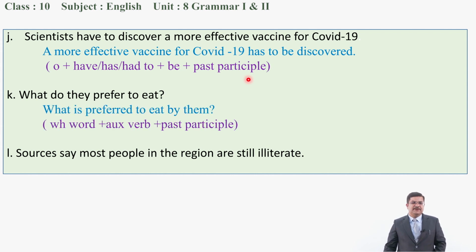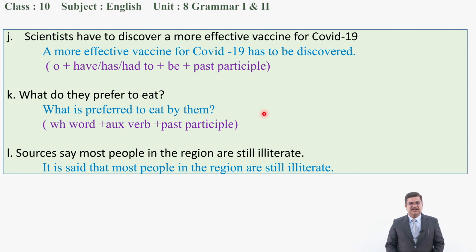What do they prefer to eat? When there is a WH interrogative sentence, what is preferred to eat by them? WH word with auxiliary verb with past participle. WH word what, auxiliary verb is, past participle preferred to eat by them. This is an object. If you simply remember the structure and the examples, you know it very well.